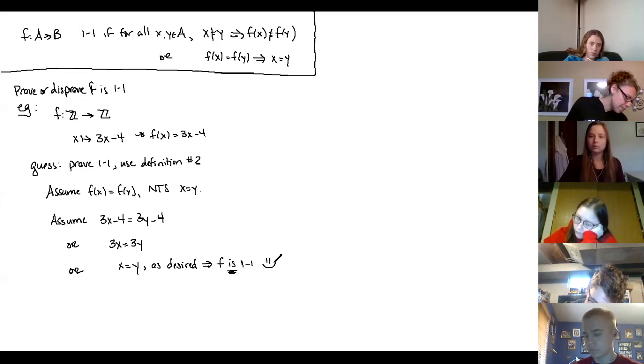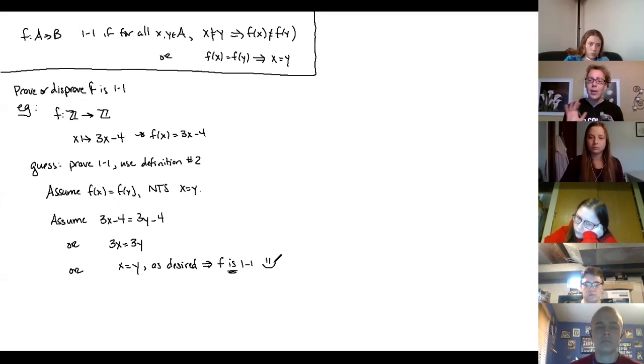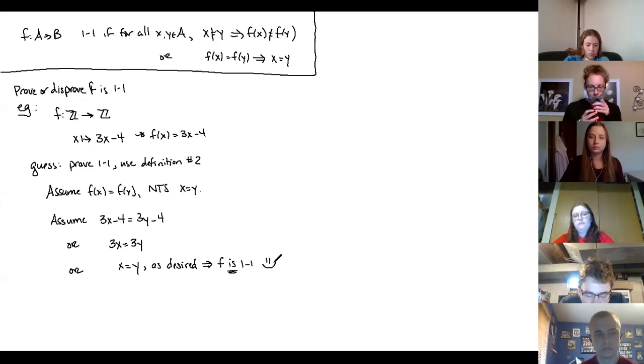A lot of times, if you use definition number 2, you will get an equation where you want to work on both sides of it. That's okay. That's fine. As long as you have an equation that's true, you are absolutely allowed to work on both sides of it. If you have an equation that's not true, that you don't know is true, then you have to start on one side and work your way to the other. But if you have an equation that you know is true, you can work on both sides of it.